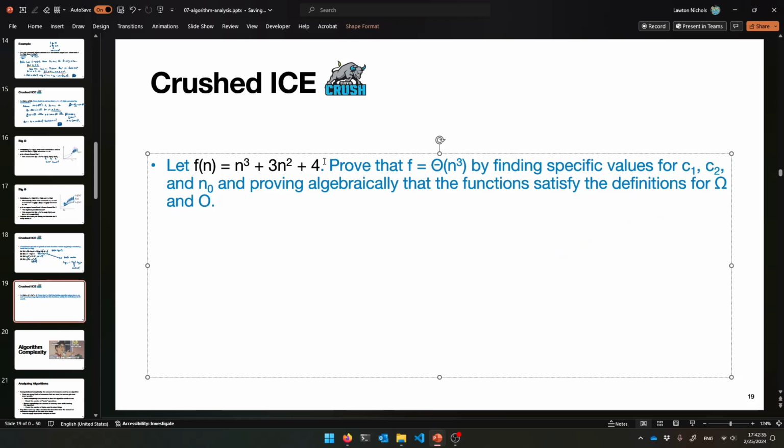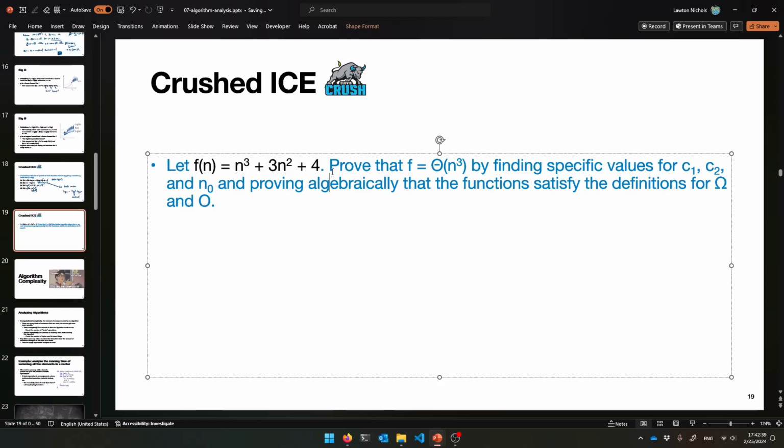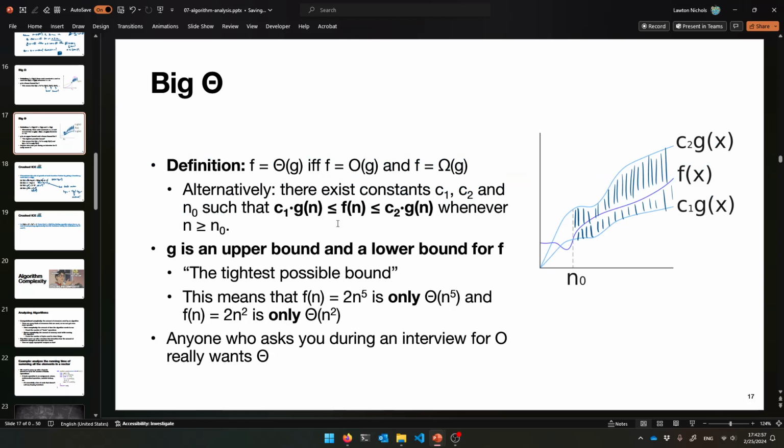Let us have this function f, n cubed plus 3n squared plus 4. Prove that f is big theta of n cubed. It makes sense that it is, right? I want you to find the values c1, c2, and n naught, and prove algebraically that it works for big omega and big O. That it follows the definition. That works for both of them.